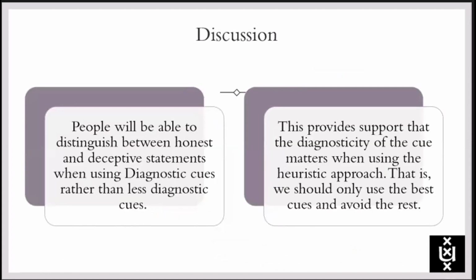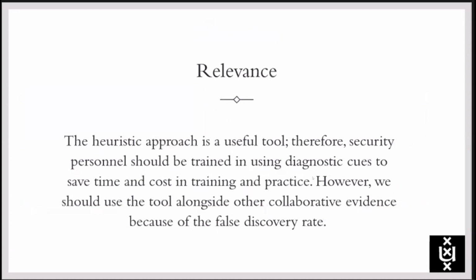So for our discussion, we can see that people are able to distinguish between truthful and deceitful statements when they rely on a diagnostic cue rather than a less diagnostic cue. And this provides support that the heuristic approach does not just rely on the simplicity of the cues, but also relies on the diagnosticity of the cue. So we prescribe this to be used in training to help reduce time and cost in training.